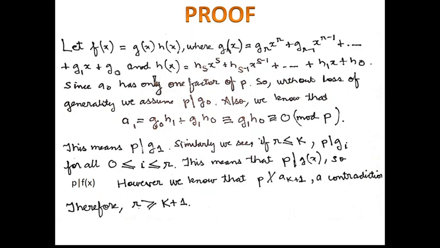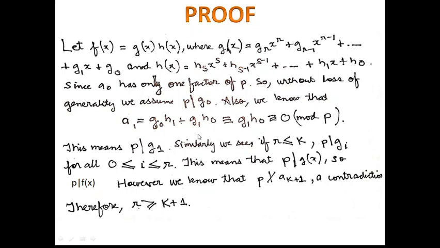And what is a1? a1 is the coefficient of x power 1 in the polynomial g(x) times h(x). How will you get the coefficient of x power 1? The coefficient will be g naught h1 plus g1 h naught. Similarly, the coefficient for x squared will be g naught h2 plus g1 h1 plus h naught g2. Similarly, you can get further coefficients. Now we note that p divides g naught, so p will divide g naught h1. But p will not divide g1 h naught.